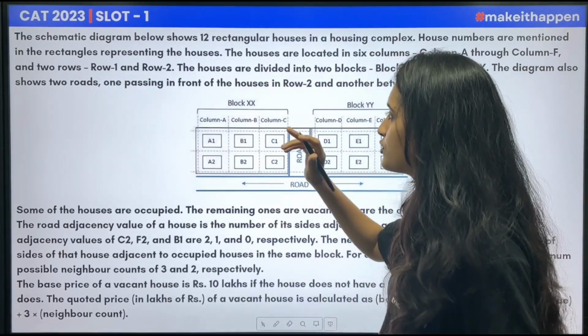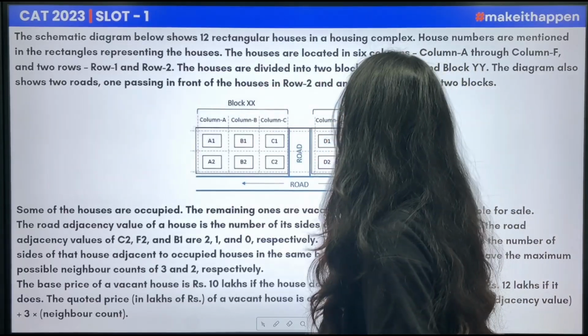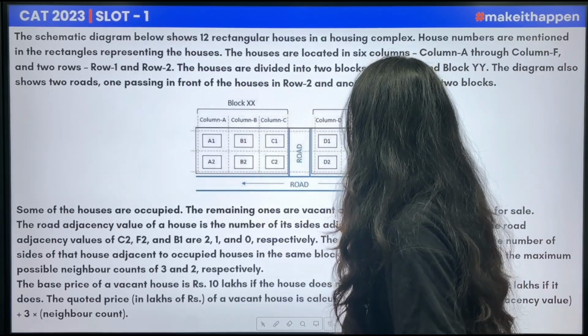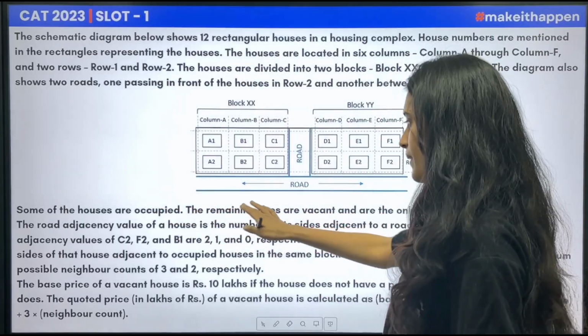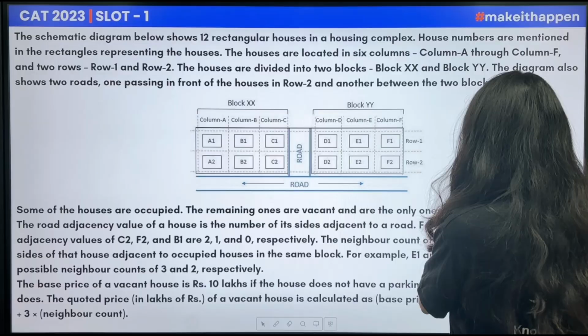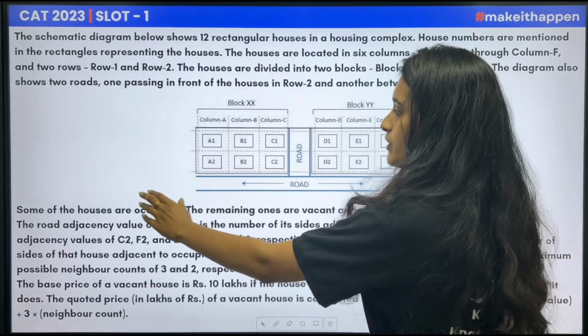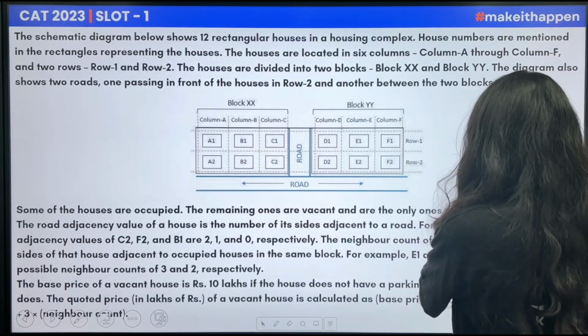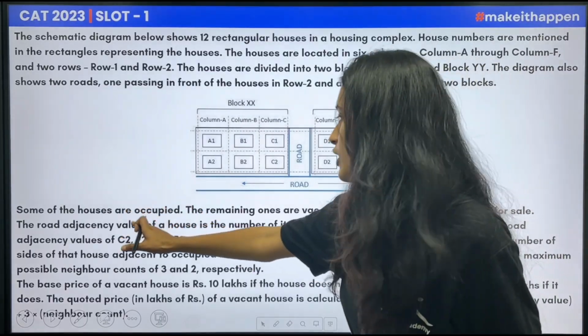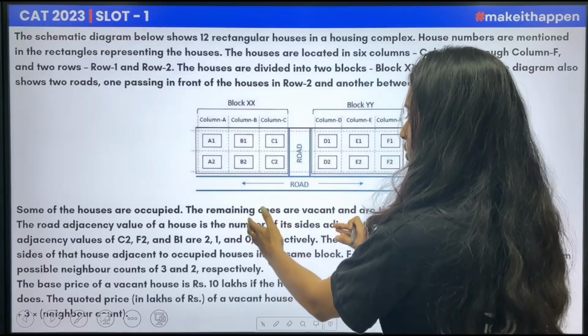The diagram also shows 2 roads, one passing in front of the houses in row 2, this one and this one. These are the 2 rows. Some of the houses are occupied, the remaining ones are vacant and are the only ones available for sale. The road adjacency value of a house is the number of its sides adjacent to a road. For example, the road adjacency values of C2, F2 and B1 are 2, 1 and 0.